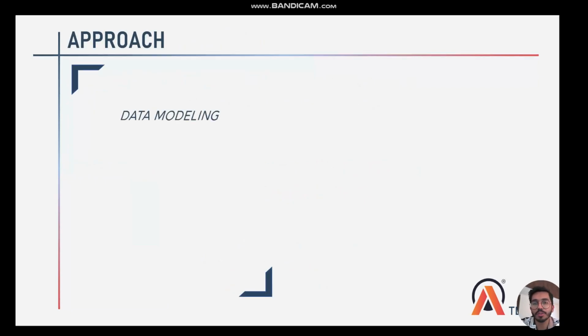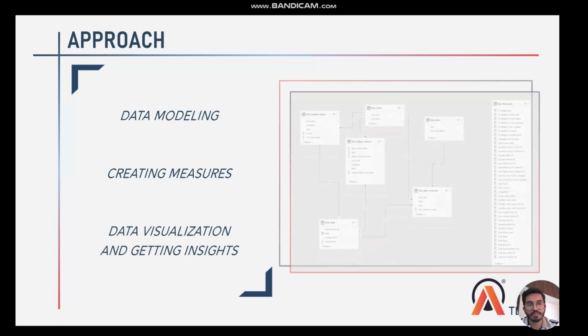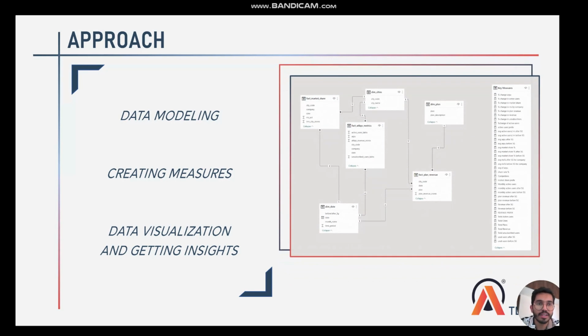First of all, the data provided to us by the Etlico company was very clean and organized, so there was no time to be spent on the data cleaning process. So right from the start, we got into the data modeling. Then we had to create some measures that will define the key performance indicators of the company's performance. And then at the end, we did some data visualizations and got the insights. So here you can see the data model, and on the right side you can also see the key measures that were created to get the performance metrics.